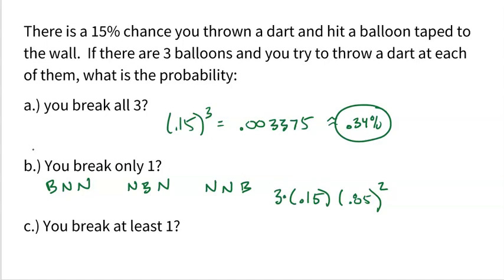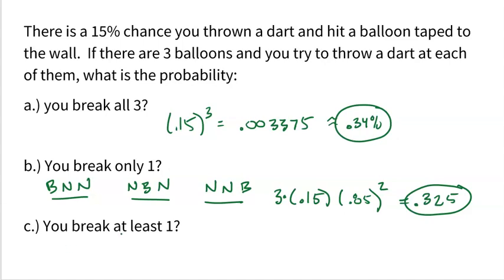Again, I could do the math 1 time, 2nd time, 3rd time, add them together, or I could just do the math once and times it by 3. Makes more sense to do it once. So 3 times 0.15 times 0.85 squared is 0.325. A couple extra decimals there, but I'm okay with 3 decimals, 0.325. So that would be very likely. That would not be weird at all if I broke 1 of the 3 balloons.